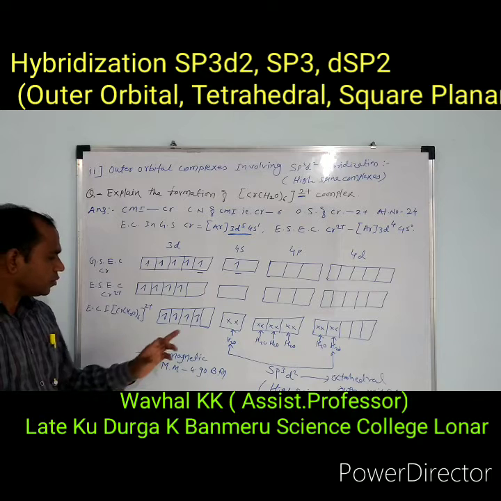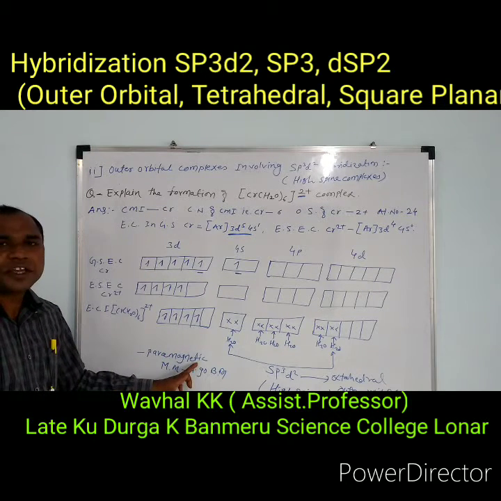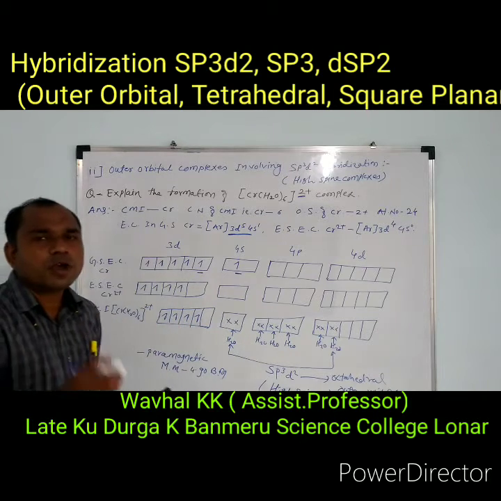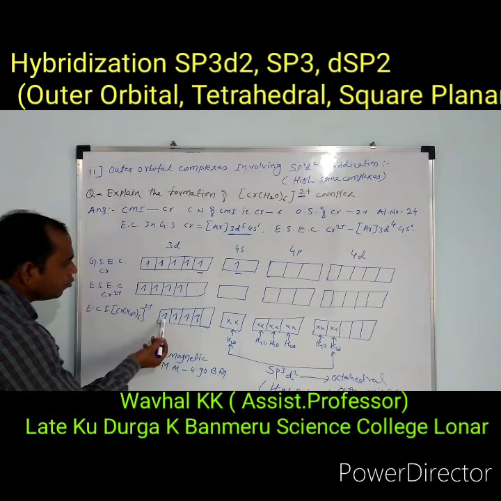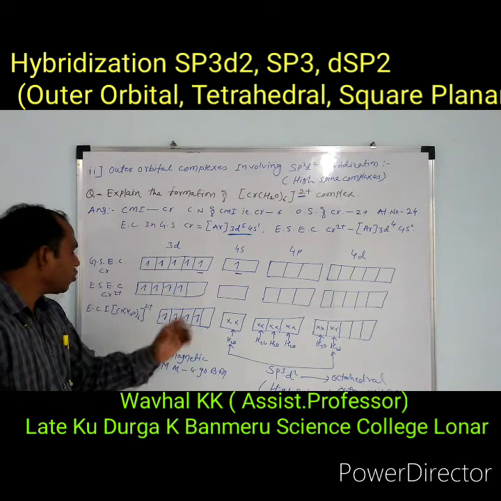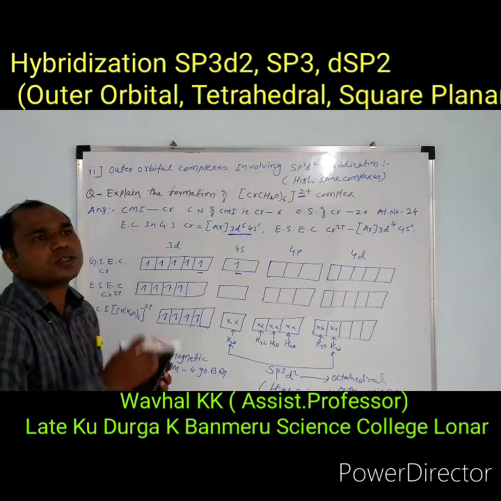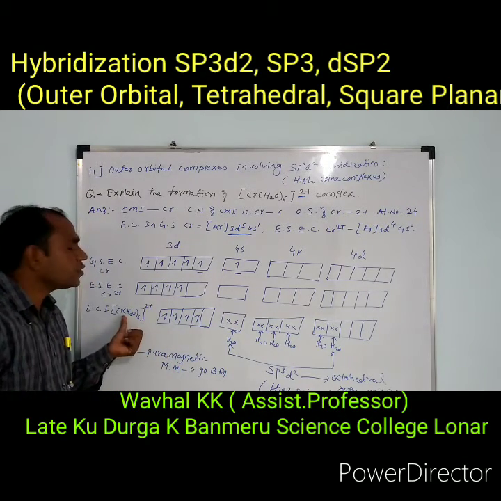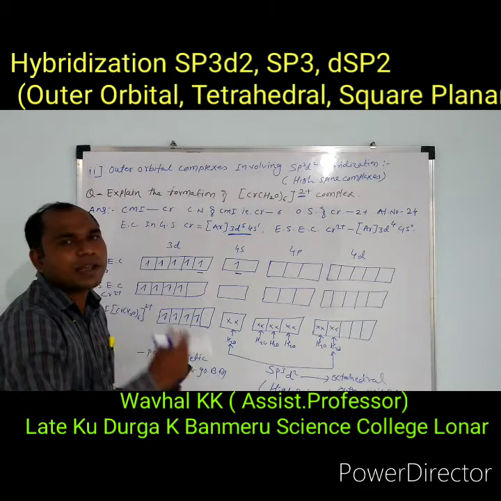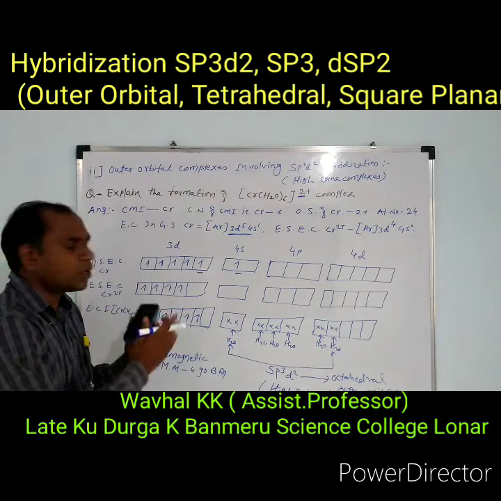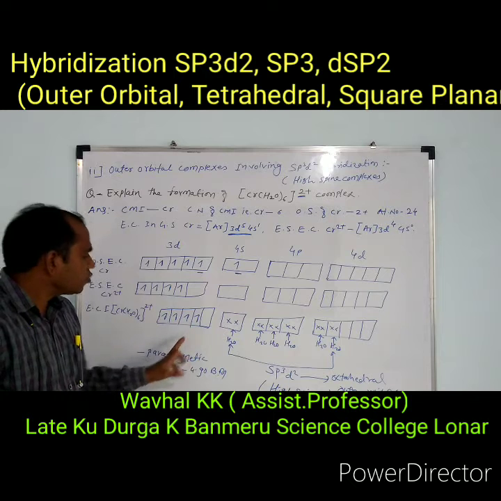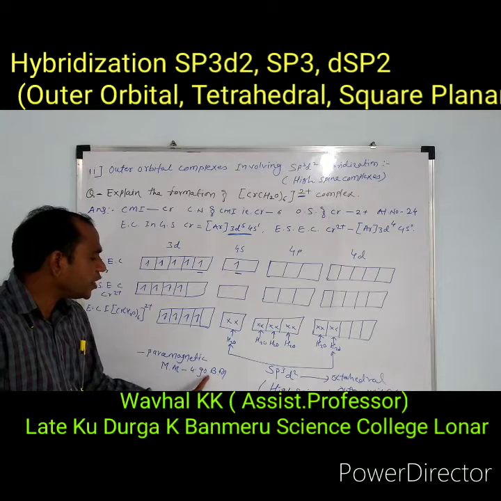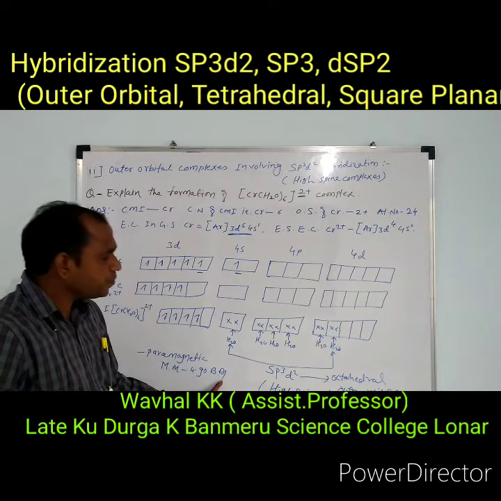The magnetic moment of this complex is paramagnetic in nature, because 4 unpaired electrons are present. See here, 1, 2, 3, 4. 4 unpaired electrons are present, and H2O cannot force the electrons to pair up, because it is a weak ligand. Hence this complex shows paramagnetic nature, and the magnetic moment of the complex is 4.90 BM.